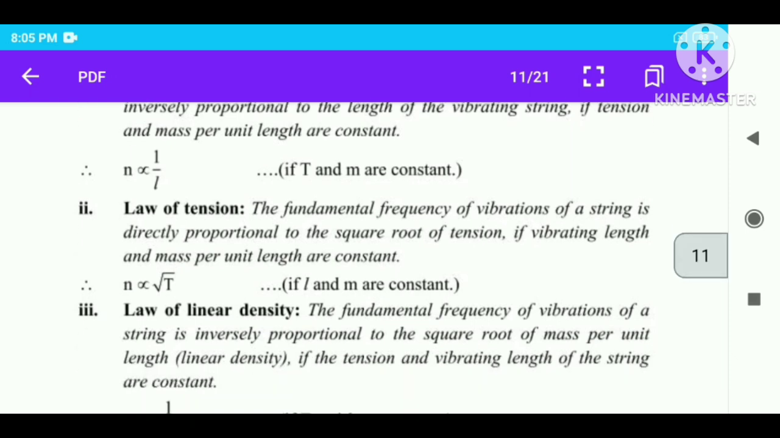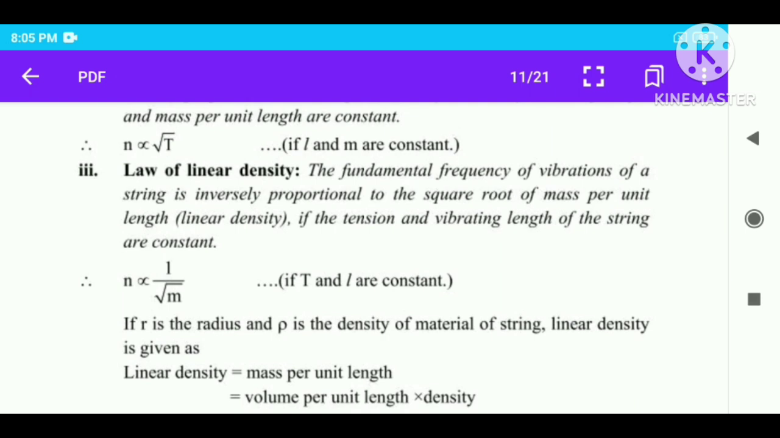Second law of tension. The fundamental frequency of vibration of the string is directly proportional to the square root of the tension in the string if the vibrating length and mass per unit length are constant. Therefore n is directly proportional to under root T if L and M are constant.